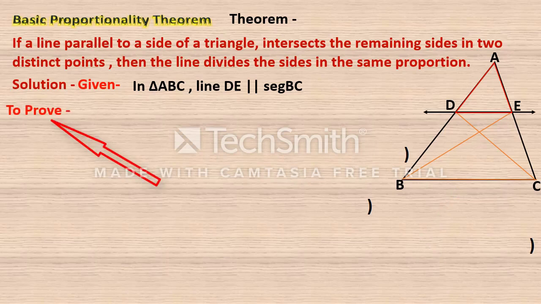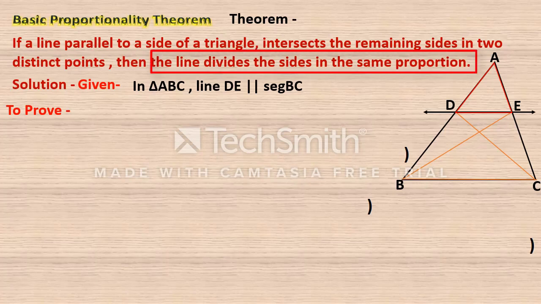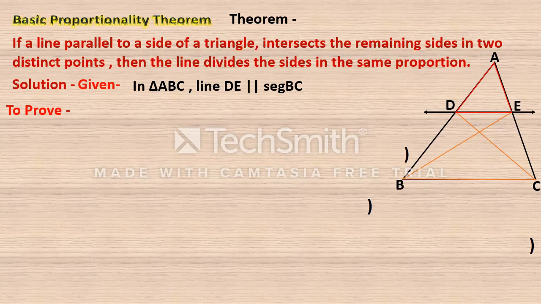Then the second part, to prove. In that, consider the last part of the theorem, after the word then: the line divides the sides in the same proportion. That line DE divides two sides. Which are the sides? That is side AB and side AC.